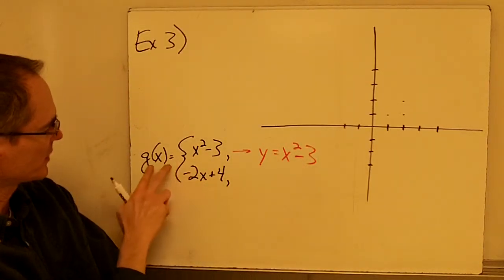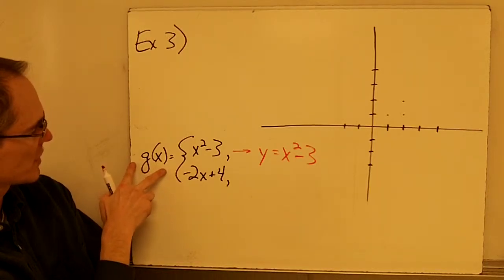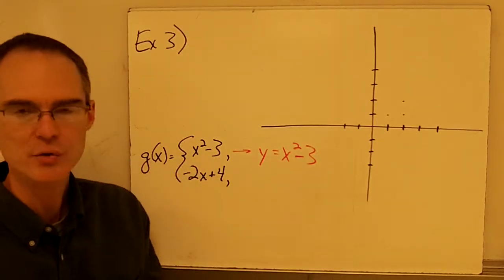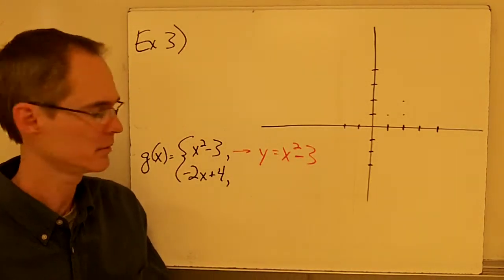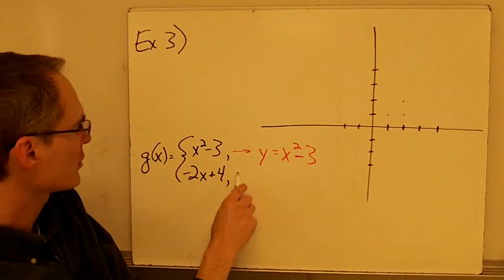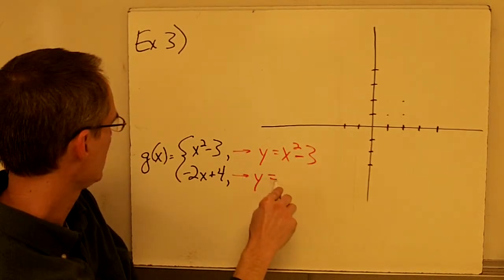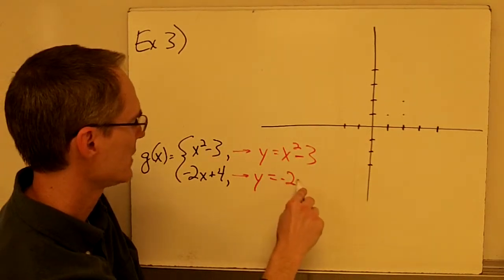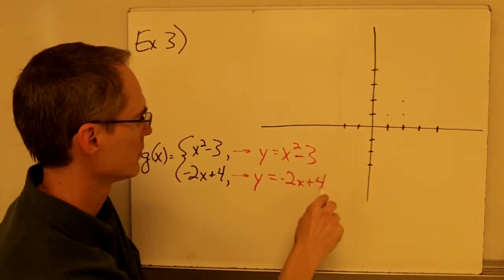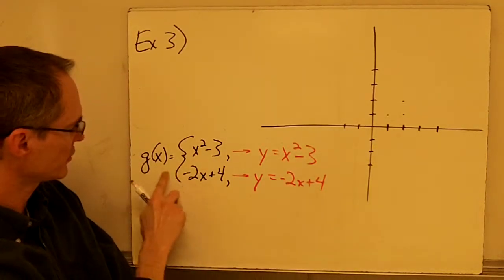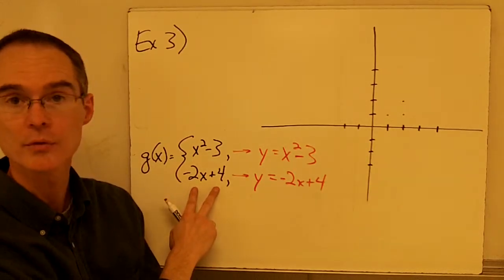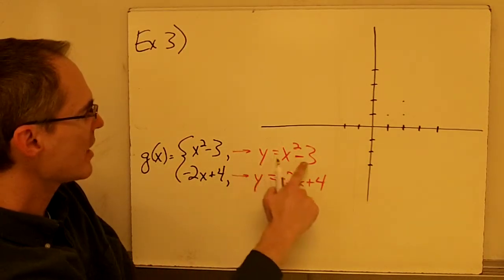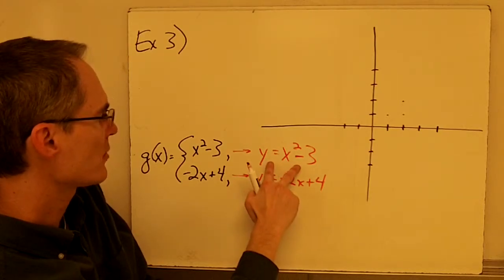Now notice all I'm doing is rewriting. Instead of using function notation, I'm just writing this as y equals x squared minus 3, because that's the form I'm used to seeing when I do my graphing. And this one I'm going to write as y equals negative 2x plus 4. Again, it's the same function. I'm just using y equals notation instead of function notation.